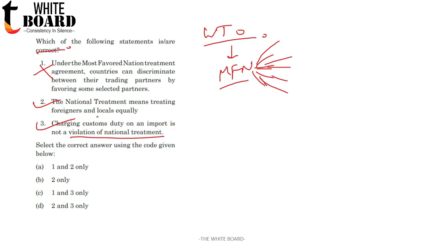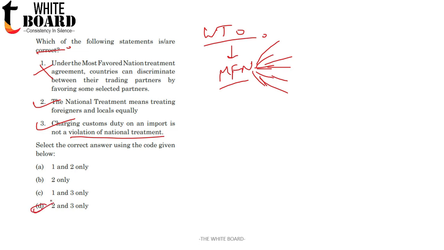Why? Because a foreign product is coming into your market. If the foreign product is entering your legal jurisdiction, you have all the rights to impose customs duty on it. But yes, all the WTO members have pledged that eventually we will abolish customs duty also, but there is no set time limit. So the answer is 2 and 3.